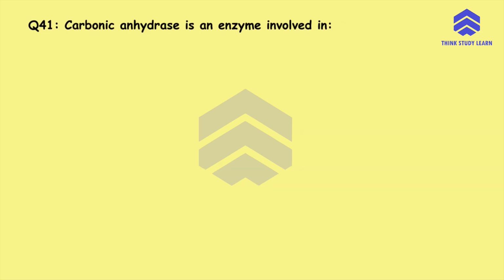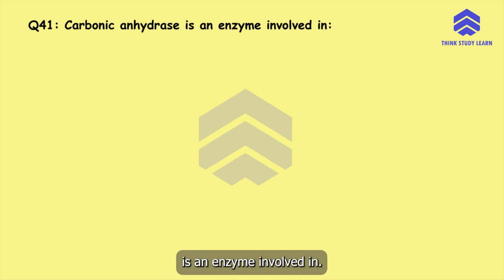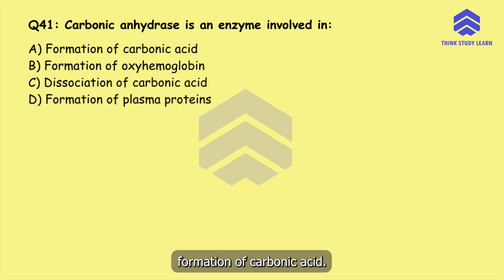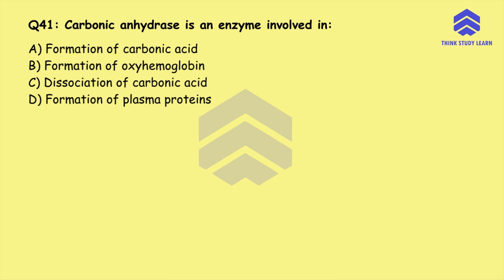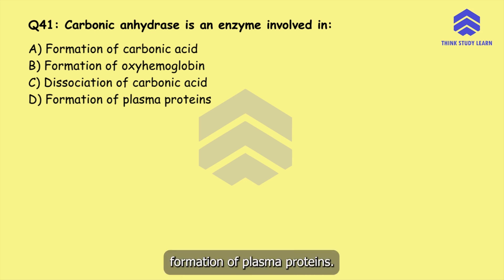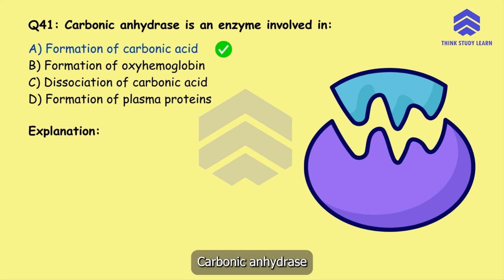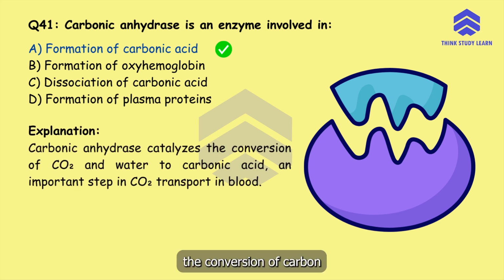Question number 41. Carbonic anhydrase is an enzyme involved in option A, formation of carbonic acid, option B, formation of oxyhemoglobin, option C, dissociation of carbonic acid, or option D, the formation of plasma proteins. The correct answer is option A, formation of carbonic acid. Carbonic anhydrase catalyzes the conversion of carbon dioxide and water to carbonic acid, which is an important step in carbon dioxide transport in blood.